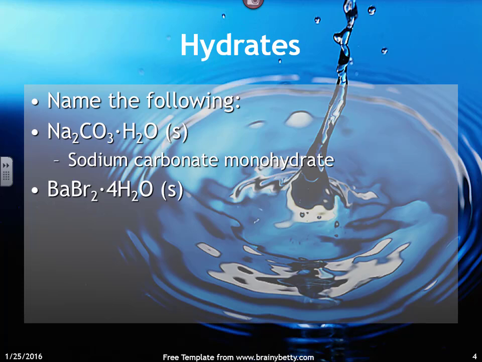What would be the first part of this name? Barium. Bromide. Make sure you change the ending to IDE. And how many waters? 4, so this would be tetra. Barium bromide tetrahydrate.